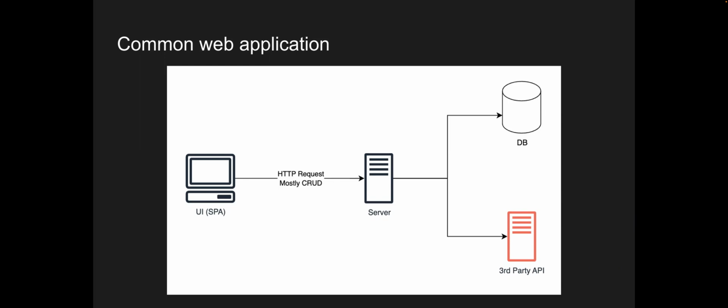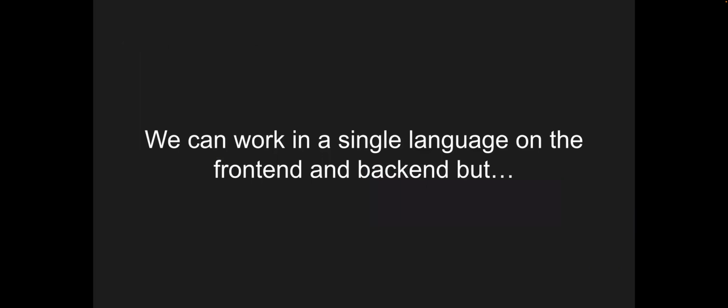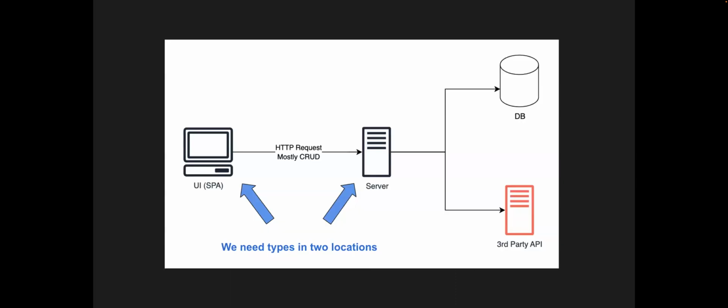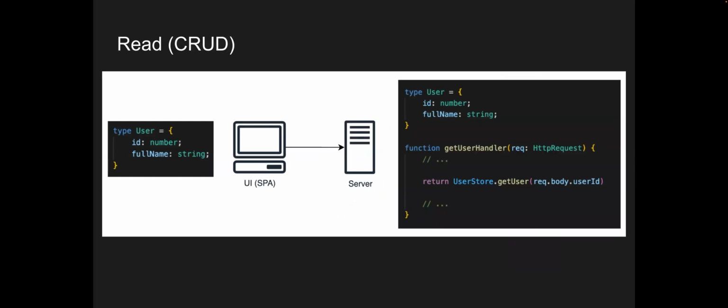That server might interact with a database you control or some third-party API that needs security credentials or something like that you don't want to expose to the front end. But this is pretty standard when it comes to web application development over the past, let's say, 10-ish years, right? And so you can work in a single language as we discussed before, because it's JavaScript and you have Node and you have the browser, but you need types in 2 locations, right? So if you have a separate UI application and a separate server application, then you need types in both of these locations.